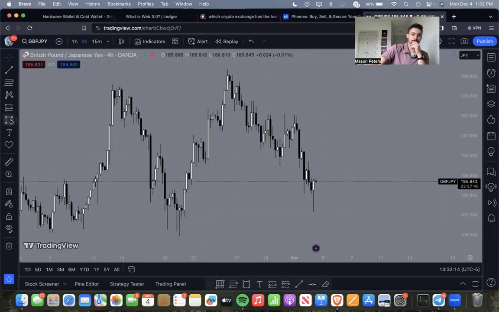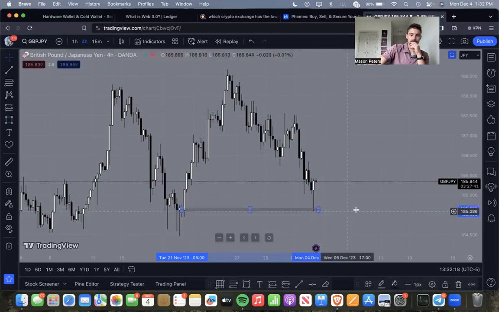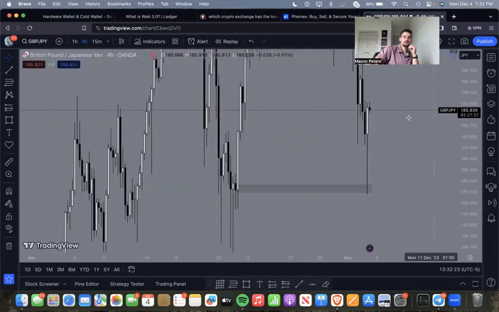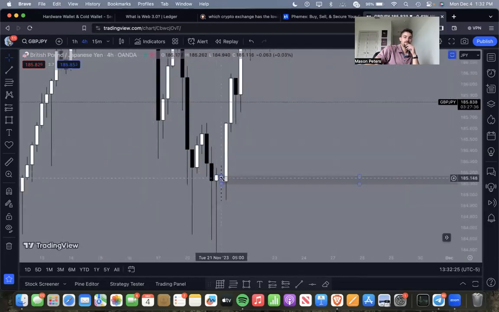Here's one. Yep, look at that one. See the small bearish candle? Notice, small bearish candle followed by engulfing bullish candle. Beautiful, beautiful order block right there.